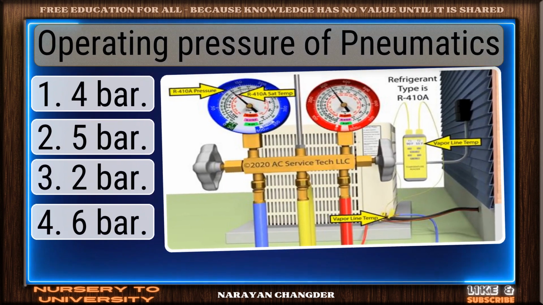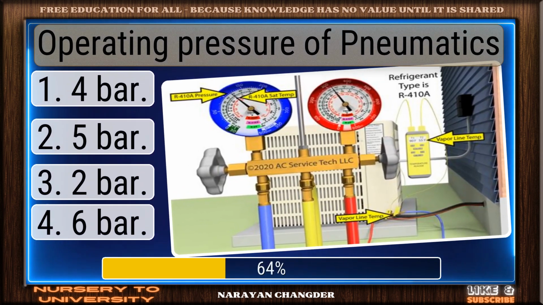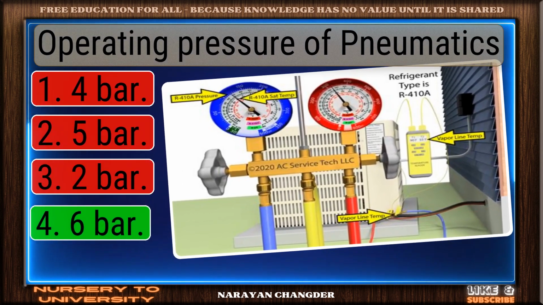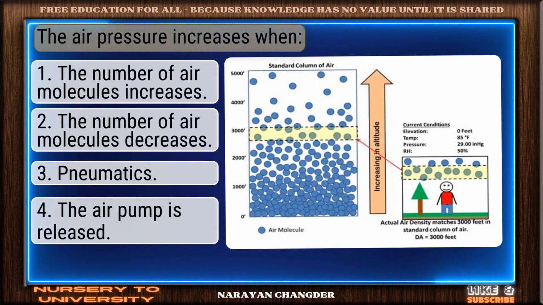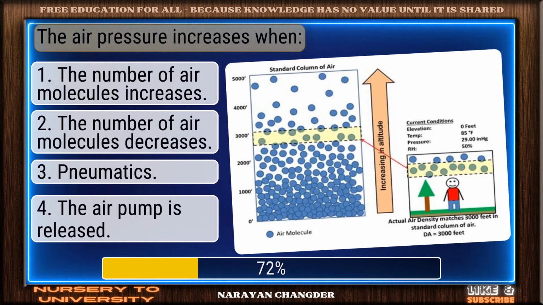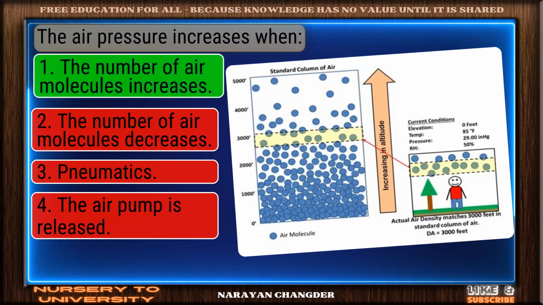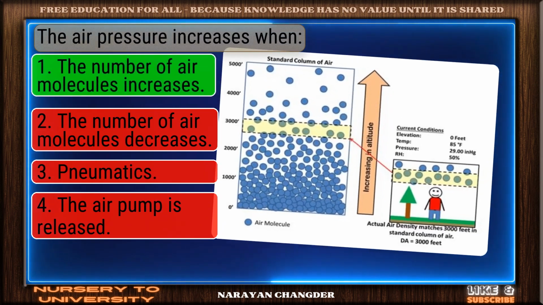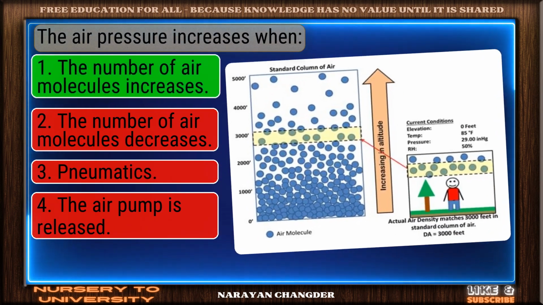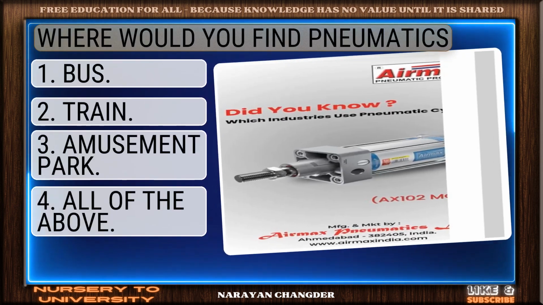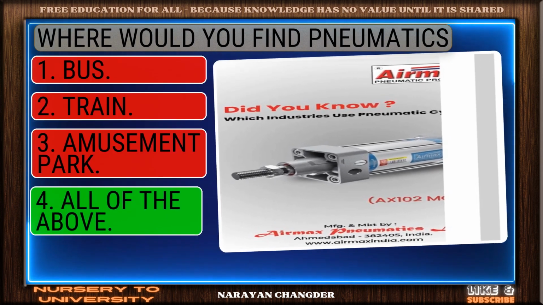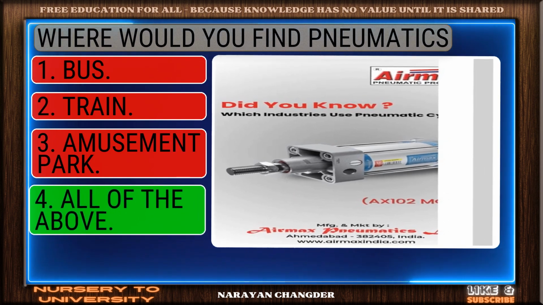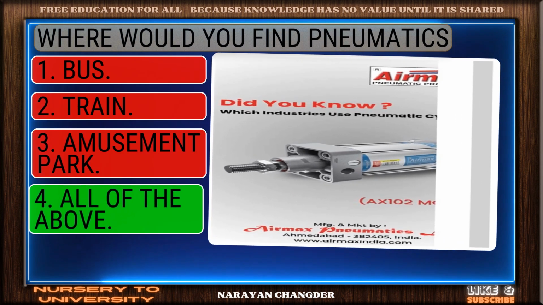Operating pressure of pneumatics. Valid point. 6 bar is true. The air pressure increases when. Clear logic. Your choice, the number of air molecules increases, is sound and 100% true. Where would you find pneumatics? You're right. All of the above is the correct answer.